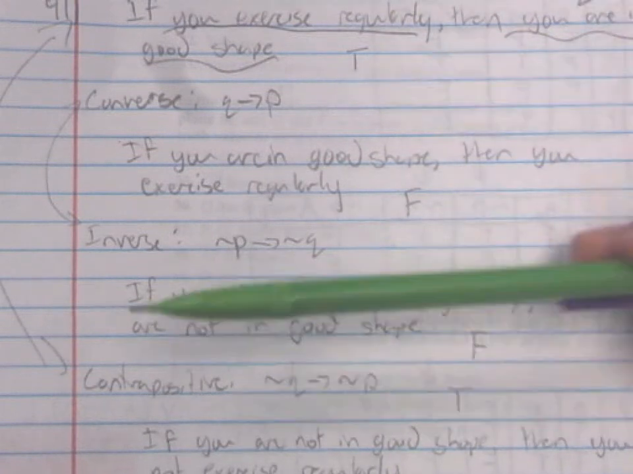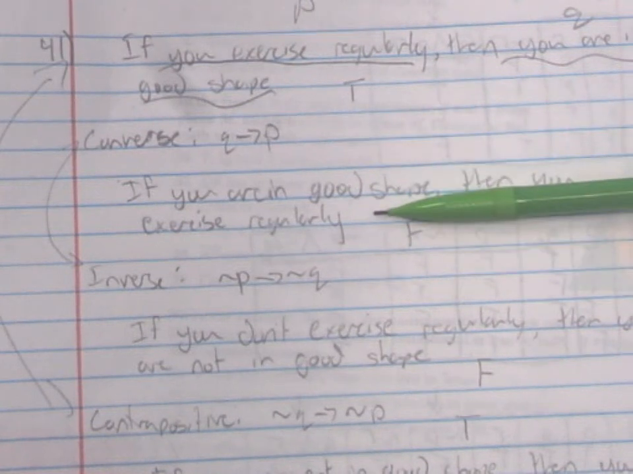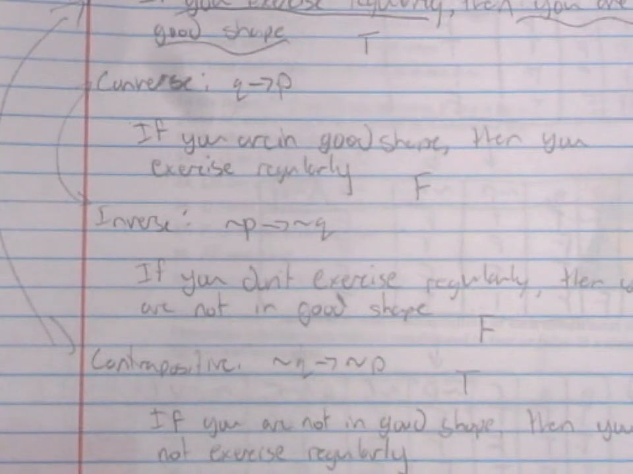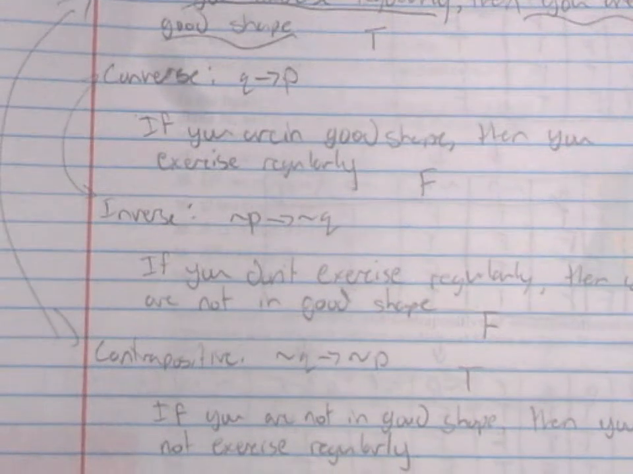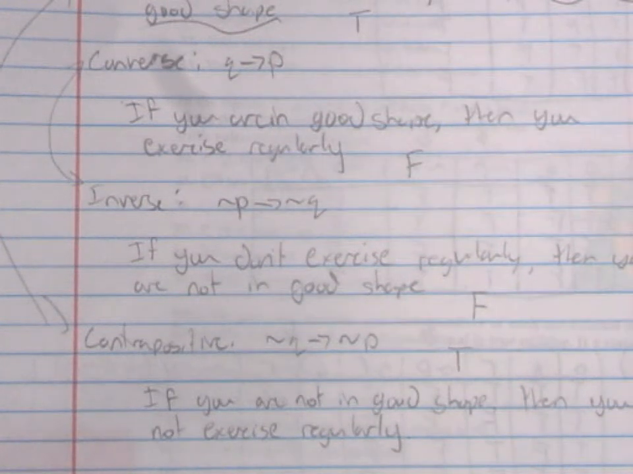However, just because the original statement is true doesn't mean the converse is true, or the inverse is true as well. Okay, so that's probably how I would do that. Now, again, you could argue it probably either way. This is a little bit open-ended. So if you got something different than that in terms of your truth values, that's probably fine. But mainly, I want to make sure you can get the converse, inverse, and contrapositive.